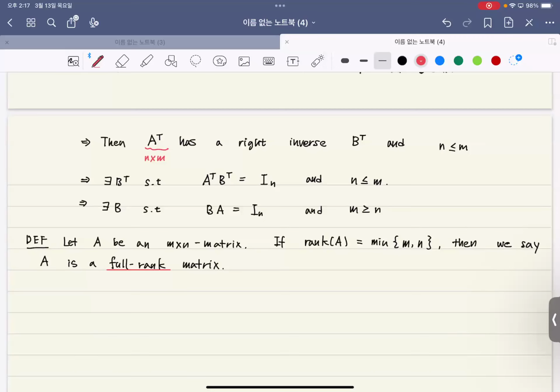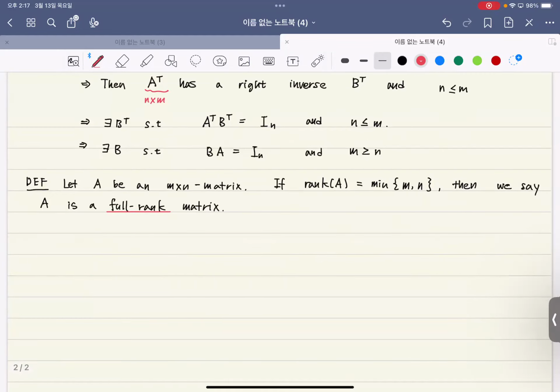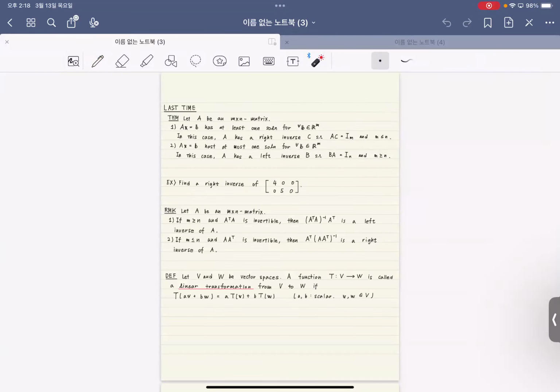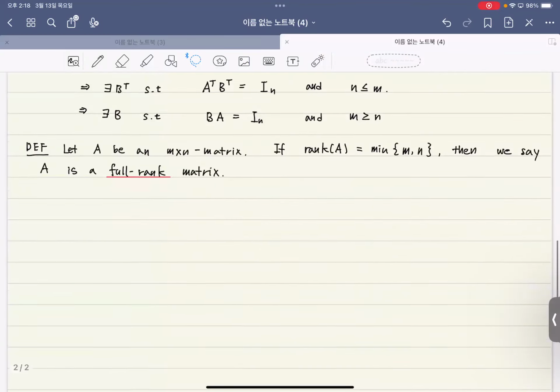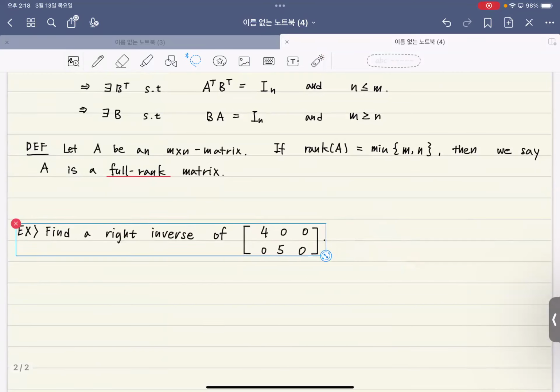Full rank means you have the maximum possible number of linearly independent columns. So if your matrix is a full rank matrix, then you have a left or right inverse, depending on the dimension of your matrix. And if a full rank matrix happens to be a square matrix, then you have a both-sided inverse. Okay. So much for the theory.